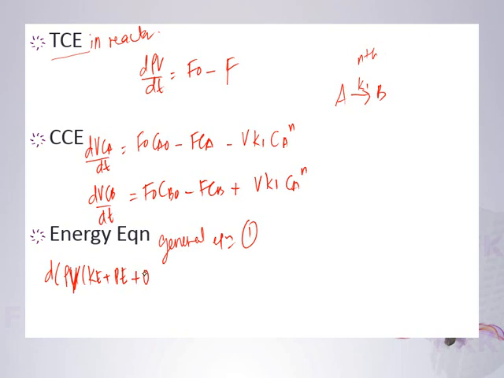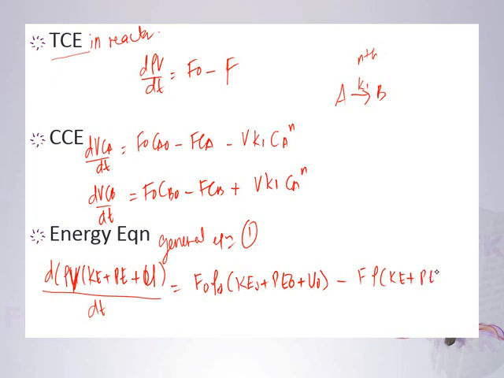KE plus PE plus, yep, correct, over dt is equal to F naught rho naught, KE naught plus PE naught plus U naught, minus F rho, KE plus PE plus U. Next one, plus minus Q. Then it's isothermic reaction, minus lambda V K C A N. Then the work part, plus minus F naught P naught, right? Plus FP.